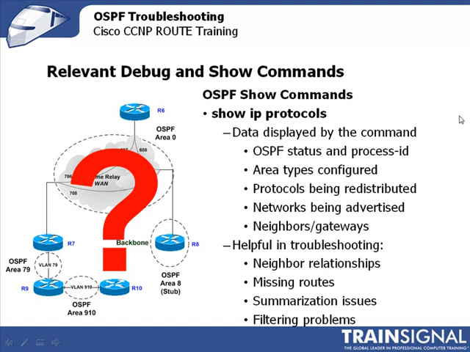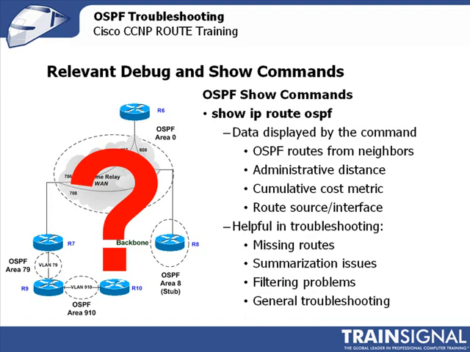As with EIGRP and practically any other protocol, the show IP protocols command can be particularly helpful. It will display your OSPF status and process ID. It will show the different area types that are configured, normal, stub, NSSA, and so forth. It will show you any protocols that are being redistributed, what networks are being advertised, and neighbors or gateways. It's a much broader show command, but it's still extremely helpful. It can be very helpful in troubleshooting neighbor relationships, for example. For instance, if neighbors or gateways are missing that you're expecting, it'll be able to show you that. Missing routes, problems with summarization, and problems with filtering.